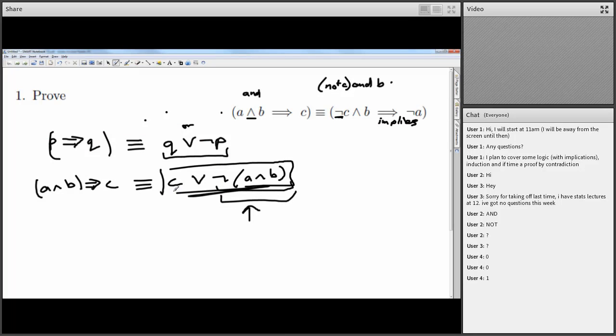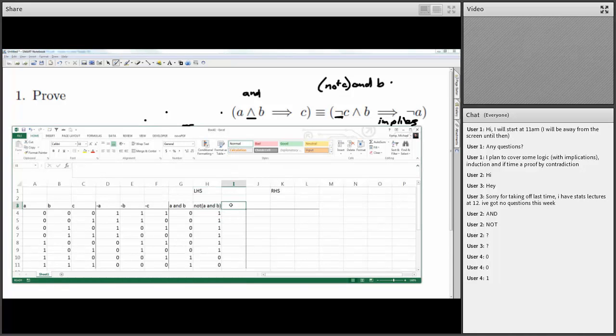So the last thing I want to do then is do C or that expression. So I really want to do C or column H, as I've written it here in Excel. And if you think about that, what that translates to is that A and B implies C. So what we worked out is that A and B implies C is equivalent to saying C or not A and B. That's what we're going to work out here.